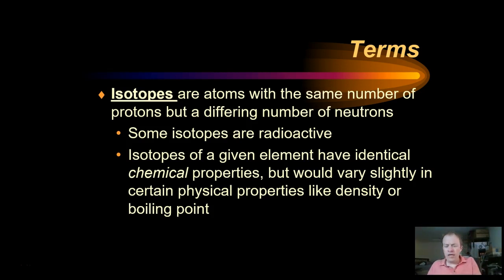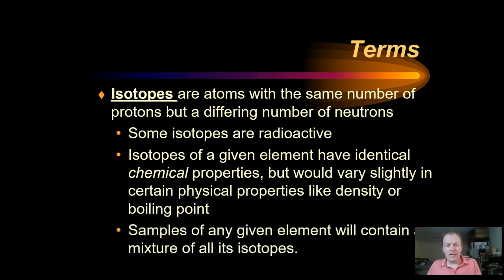Isotopes would vary just slightly in certain physical properties like density or boiling point. And like I said, a sample of any given element is going to contain a mixture of all its isotopes. So you've got a chunk of iron there, and there's going to be several different iron isotopes in it, all mixed together in different amounts. Now, it is actually extremely difficult to separate isotopes. You take this chunk of iron and separate it into the different isotopes. It can be done. It's not easy and is almost never done, actually.